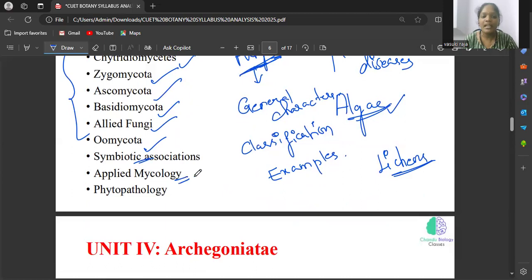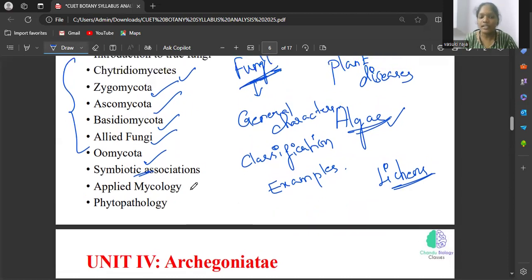Okay, and applied mycology. For example, penicillin is an antibiotic and it is taken from the fungi. Okay, so these are all the fungi which are useful in day-to-day life, and the applications of fungi will be applied in medicine. So all these things are very important, and that will be dealt with in detail in applied mycology.